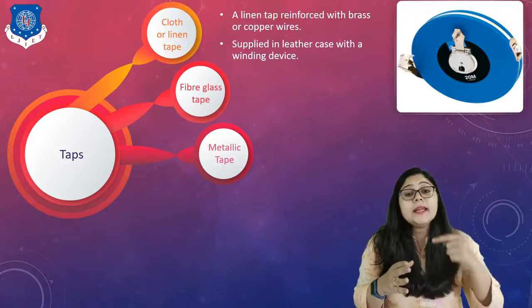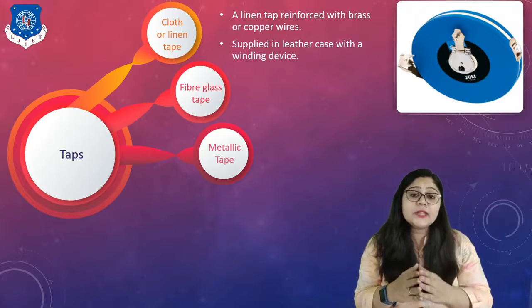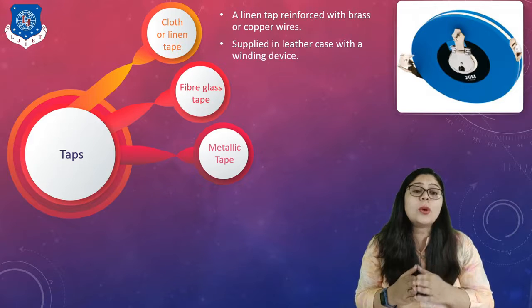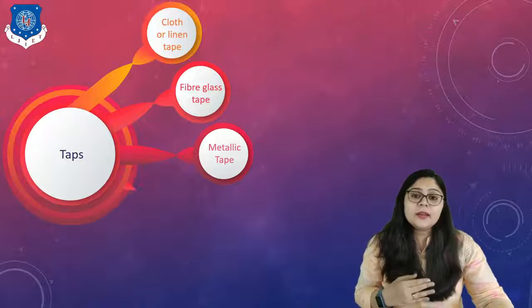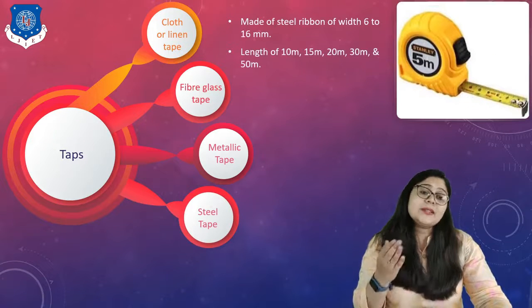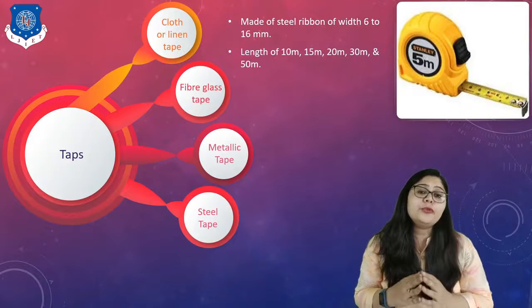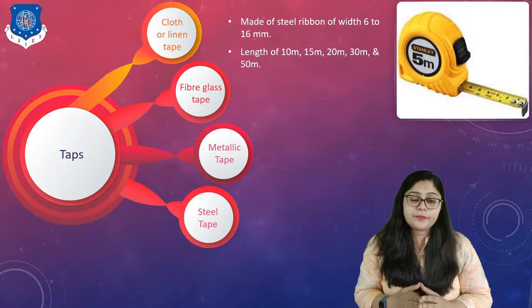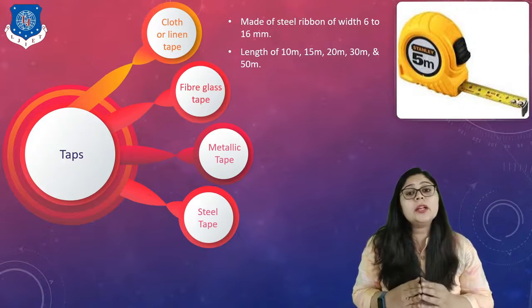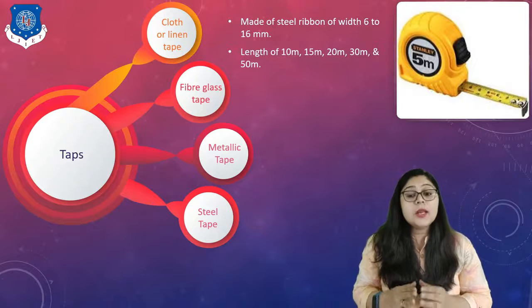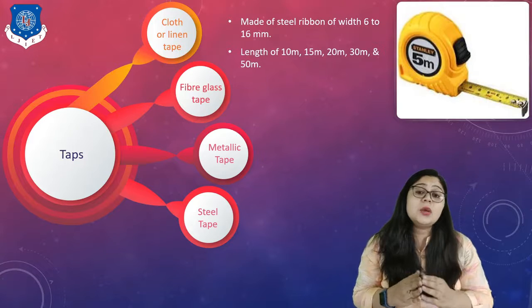It is supplied in a leather case with a winding device. Nowadays we are using metallic tape because it is quite practical and durable. Next is the fourth type of tape, which is steel tape. As you can see, it is made of steel ribbon of width 6 to 16 mm. Lengths of 10 meter, 15 meter, 20 meter, 30 meter and 50 meter are also available. This is again a very good option while we want to measure distance with tapes.